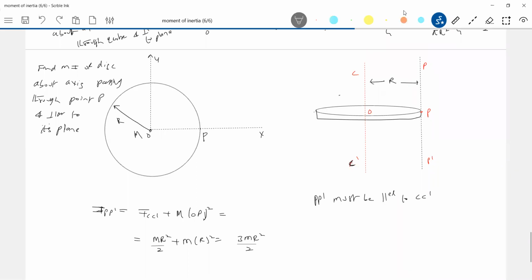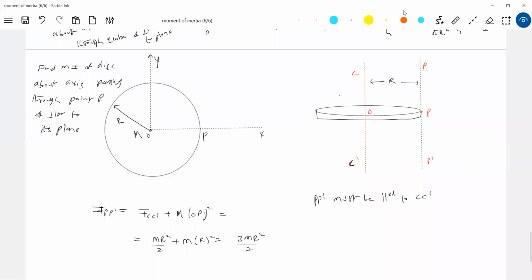Now, okay, sir, I got it about the axis passing through point P perpendicular to the plane. Now I want it about the x or y axis. So this x and y axis will become like a diameter, no? Can we find it about the x axis, about an axis passing through the center? About this axis, I want. So again, what should we do? Again, we should take the help of integration. So is there any other approach we can apply here?